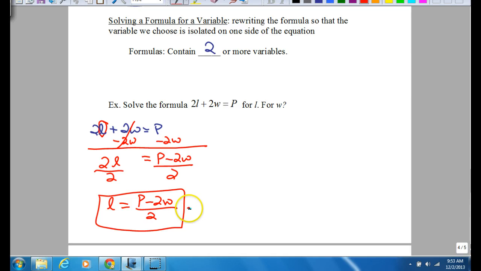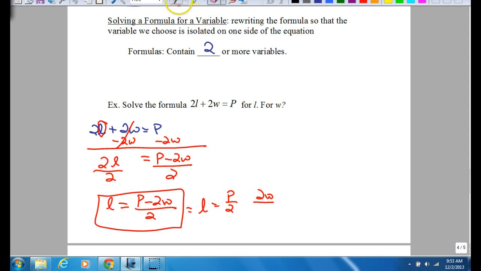You could also write this as L equals P over 2 minus 2W over 2. Here, let me rewrite that. There we go. Can I reduce this at all? Yeah, so I could write it as P over 2 minus W. So that's another way of writing it, but both of these are equivalent. Okay?